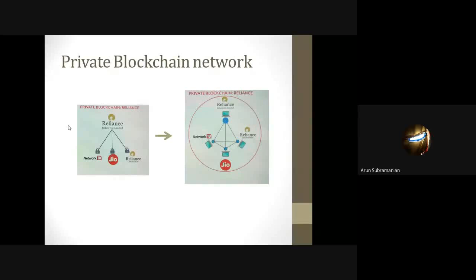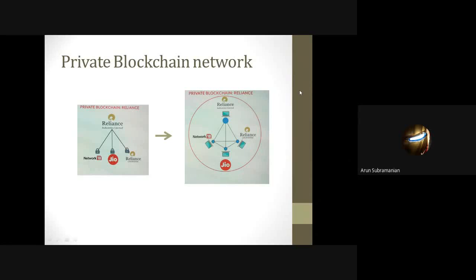Now Reliance is trying to achieve a blockchain system. Let's say Reliance has multiple subordinate bodies. They have Network 18, Jio, and Reliance Life Sciences. They have many such systems. Here, there is no transparency to the outside network. Within this network, transparency is achieved, but outside this network, there is no transparency.